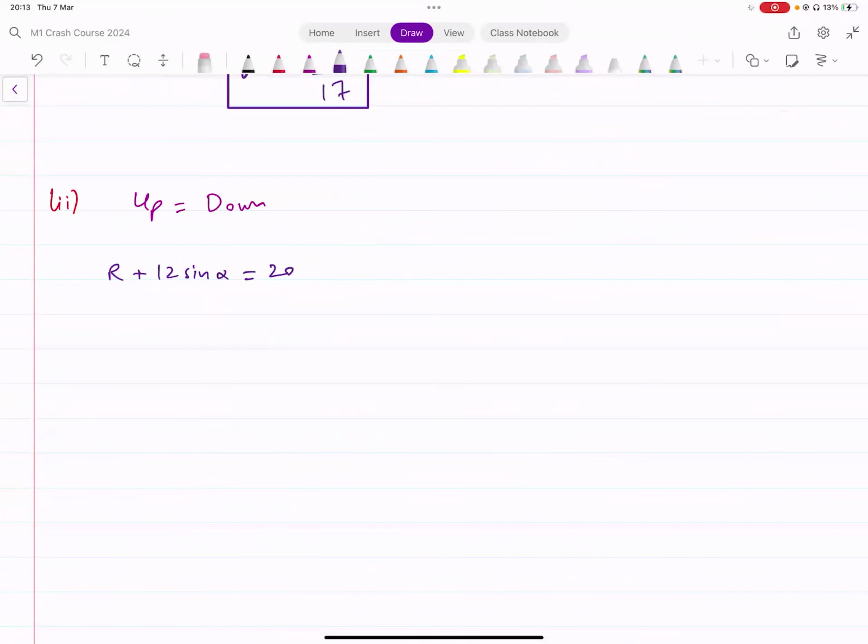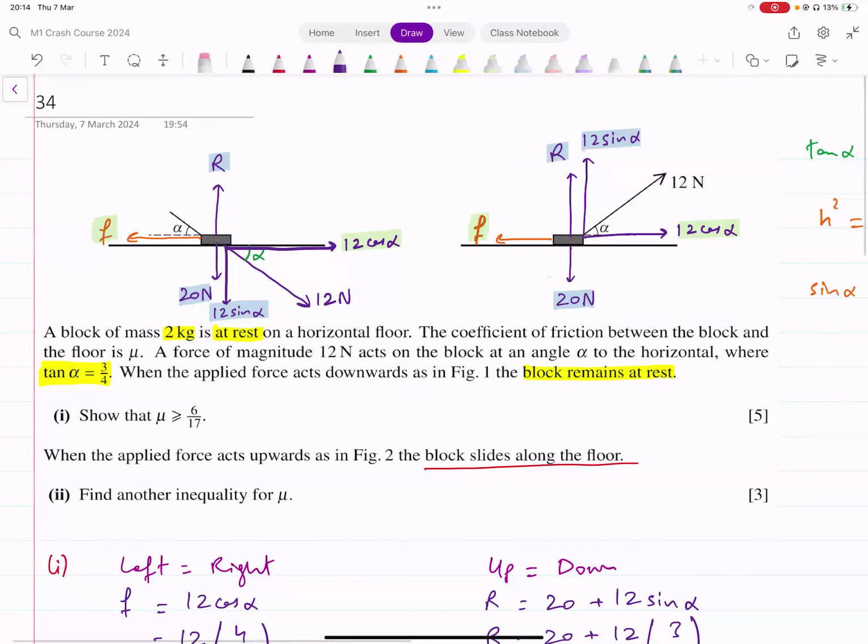And now it says the block slides along the floor. In which direction is the block going to slide? It's going to slide to the right because that's where the force is applying. Now, if it's sliding along the floor towards the right side, what does that mean? The force acting towards the right side should be bigger than the force acting towards the left side. Only then is the block going to move, right? So the force acting towards the right side should be greater than the force acting towards the left side. That is when the block can slide towards the right.